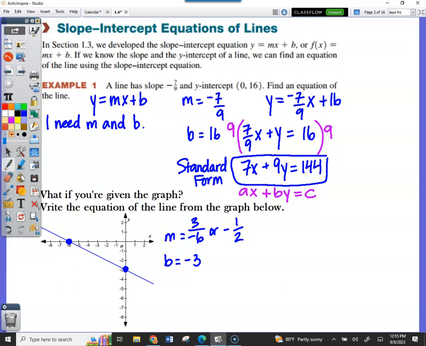Then you would write the equation. And then you would get it in standard form. So I would add 1/2 to the left side. Negative 3 would be on the right by itself. What would I multiply both sides by? By 2.